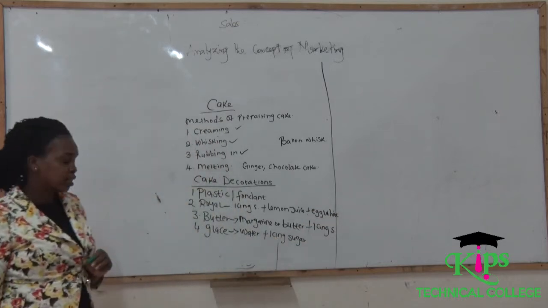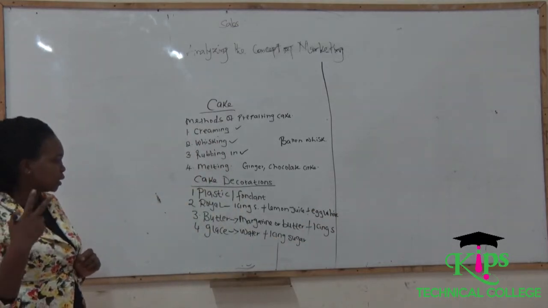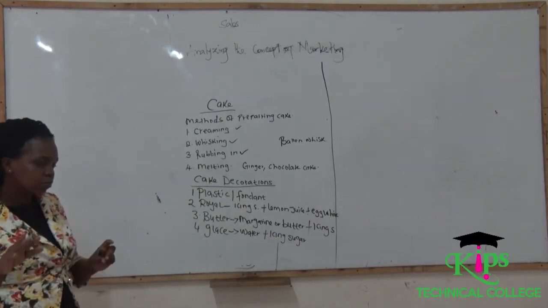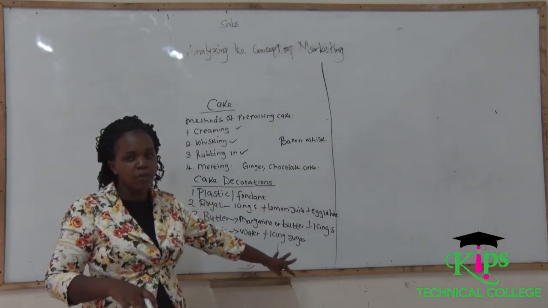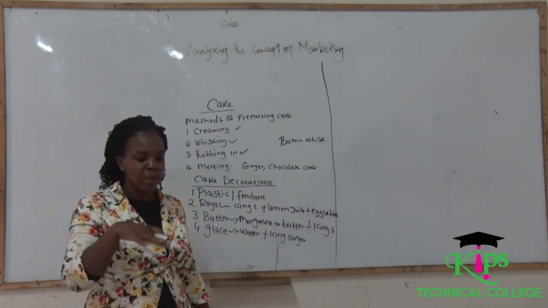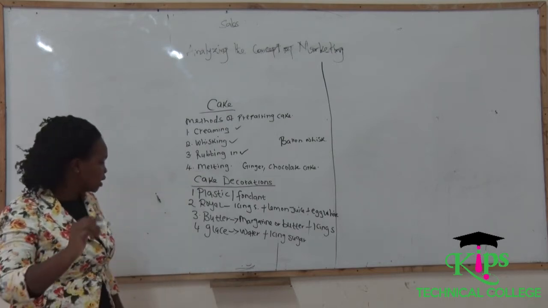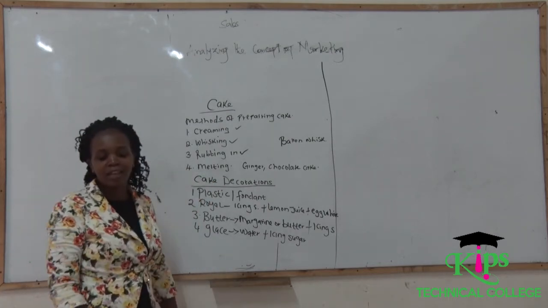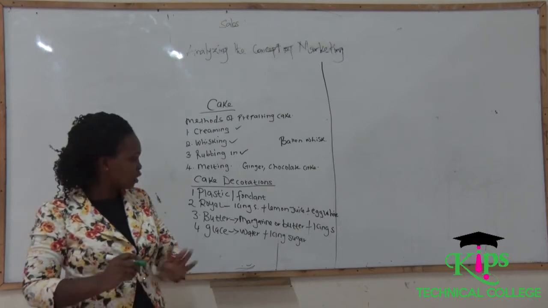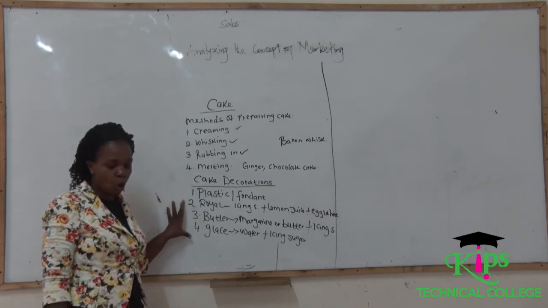Water and icing sugar. So you have to mix both of them. You sieve, remember here, you have to sieve your icing sugar and then you mix other ingredients. So an assignment, can you find out other types of the cake decoration? There are so many, but these are the common ones.